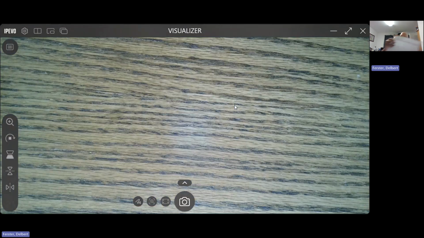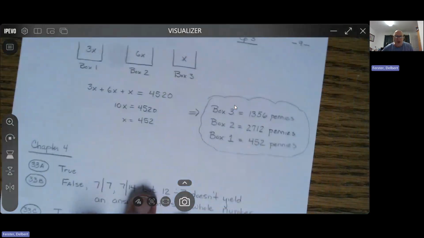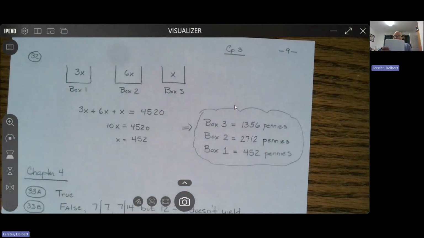32, word problem. All right, Dan's got pennies and he puts them in boxes. There are 3 boxes. And he says there are 3 times as many in the first box as the third box. So I put x to represent how many were in the third box. It makes the first box be 3x. Be careful in box 2. It says box 2 has twice as many as the first box. So box 2 is 2 times 3x, that's 6x. It's not a hard problem once you get to that. You add up 3x, 6x, and x, and you got to get a total of 4520.